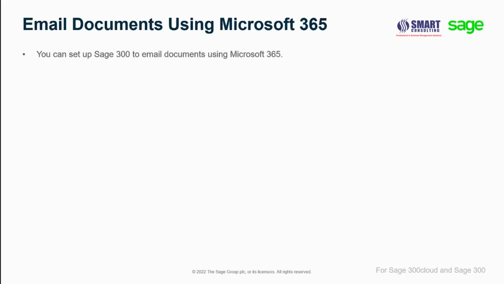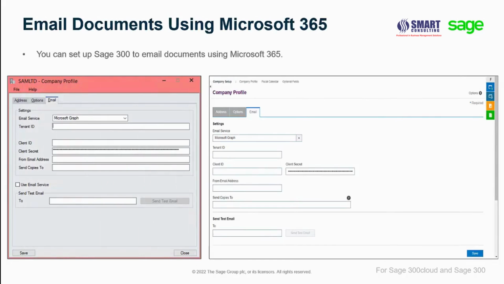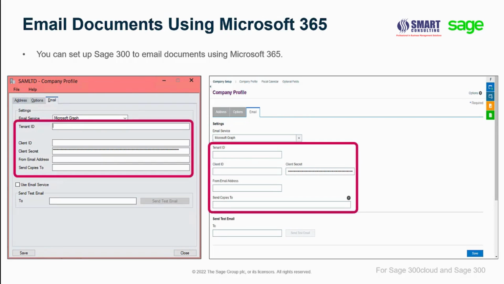You can now set up Sage 300 to email documents using Microsoft 365 for both desktop screens and web screens. To do so, on the Email tab of the Company Profile screen, select Microsoft Graph in the Email Service field. Then, to set up Sage 300 to email documents, you will need to enter settings for the email service, such as the tenant ID, client ID, client secret, and from email address.